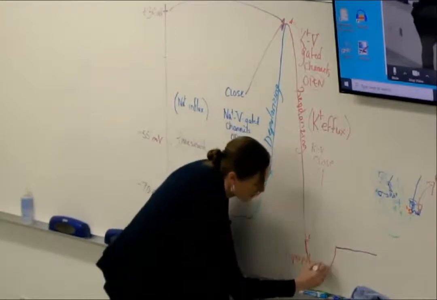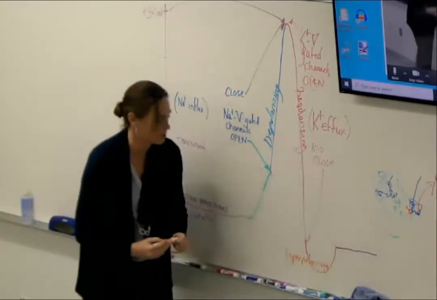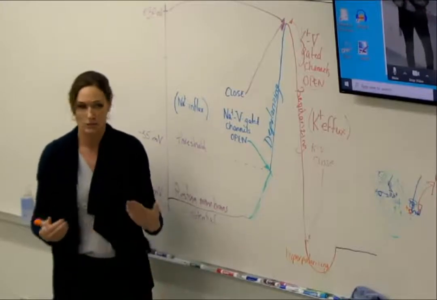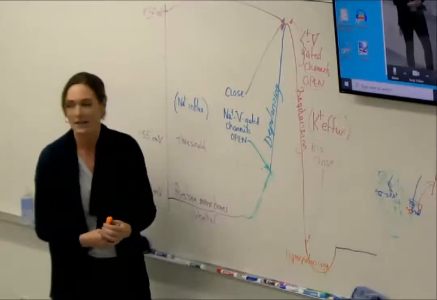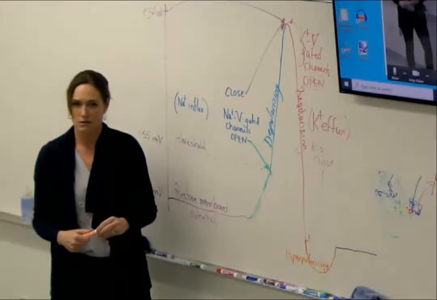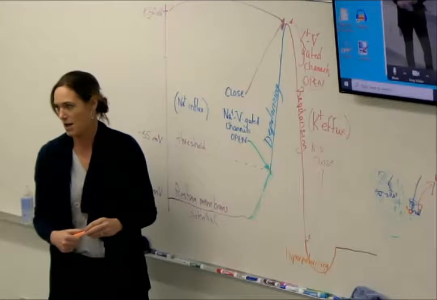Hyperpolarizing. This phase can be known as an undershoot because it's going under, or an overshoot because it went past. There's a few different definitions for that. Are there any questions so far or something that you need clarified on these?